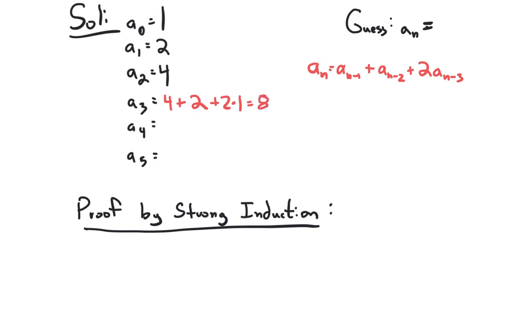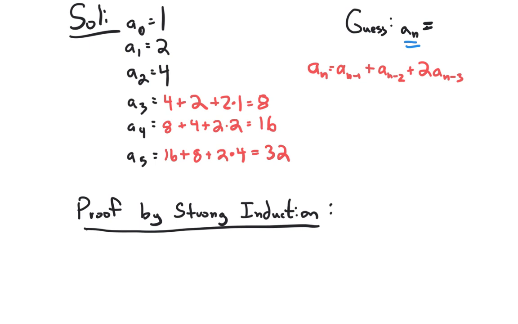So a_3 is 8. a_4 is going to be a_3 plus a_2 plus 2 copies of a_1, so that's 8 plus 4, which is 16. And a_5 is going to be a_4 plus a_3 plus 2 copies of a_2, so that's 16 plus 8 is 32. So just from this exploration, you could probably see a good guess for a formula for a_n.